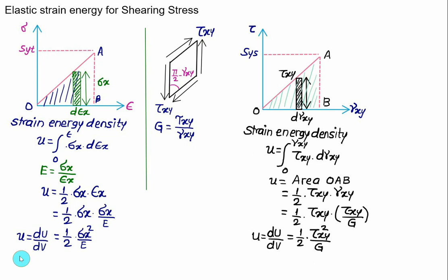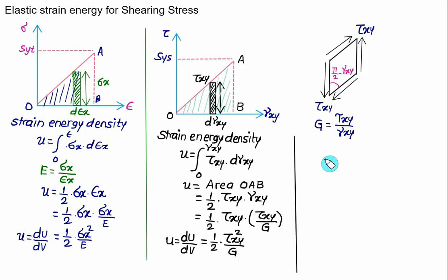dV represents the change in volume. So we have dU, that is the strain energy stored in the element, equal to 1 by 2 multiplied by tau xy.